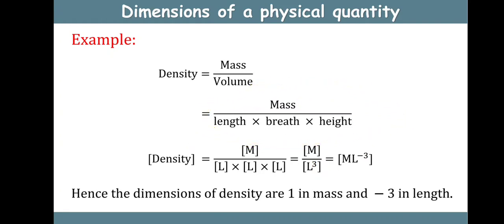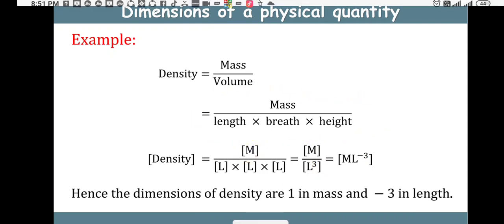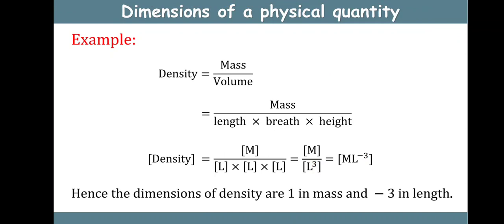Now we use the dimensions for these fundamental quantities: capital M for mass, capital L for length, capital L for breadth, and capital L for height. Why do we use capital L for length, breadth, and height? Because length is always measured in L, breadth is always measured in length, and height is always measured in length. That's why we use capital L for these quantities.